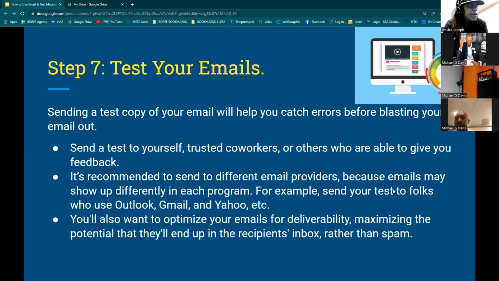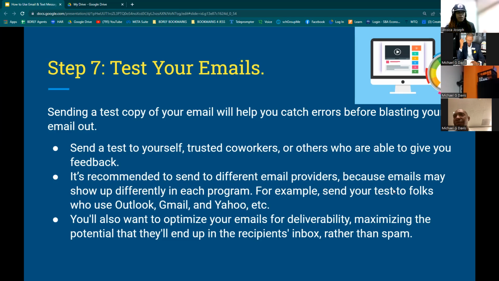Absolutely. The next step for you all, step 7, is test your emails. Proofreading is very important. It's something that took me a while, and I'm still constantly reminding myself. As professionals, we have to constantly remind ourselves to proofread and look over the things that we send out, or have someone look over it for you. Sending a test copy of your email will help you catch errors before blasting it out. Send a test to yourself, a trusted coworker, or others who are able to give you feedback.